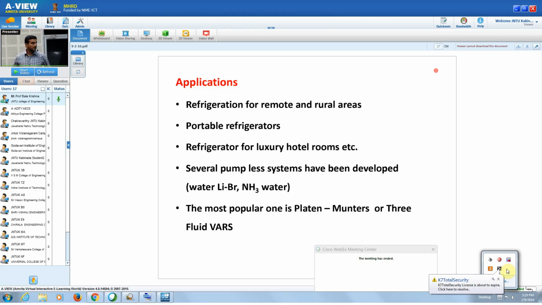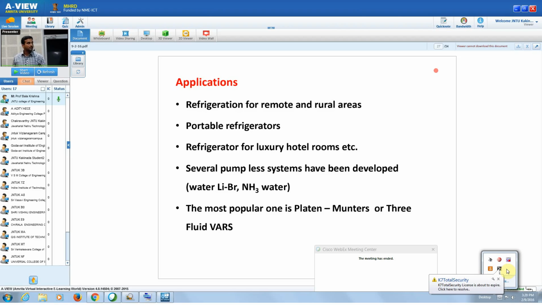And the main thing is the refrigerator for luxury hotel rooms. In luxury hotel rooms, if you use this kind of refrigeration or air conditioning system, the noise is completely eliminated. Therefore, they are mainly used in luxury hotels as refrigerators and air conditioners.